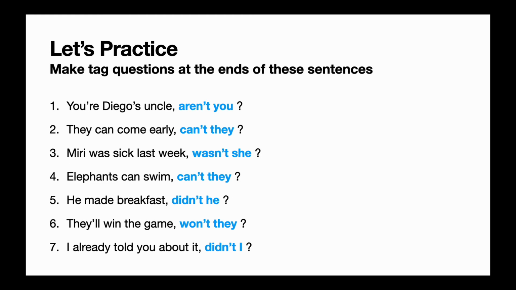Here are the answers you should have come up with. You're Diego's uncle, aren't you? They can come early, can't they? Mary was sick last week, wasn't she? Elephants can swim, can't they? He made breakfast, didn't he?